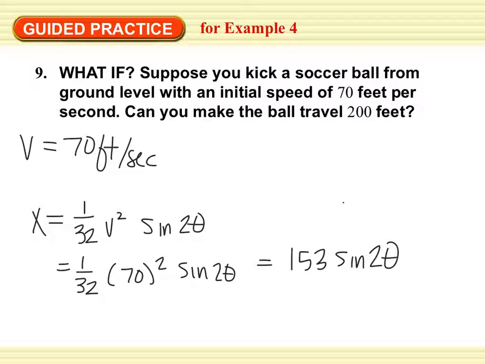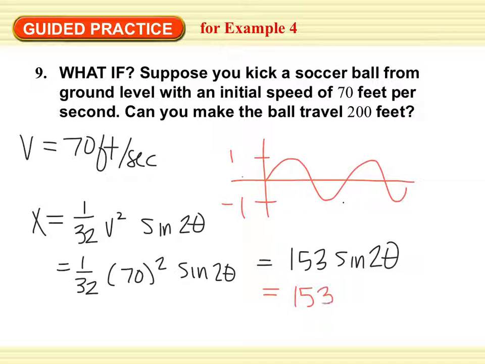If you remember, sine 2 theta looks like this, and it oscillates between 1 and -1. The maximum would be sine 2 theta equals 1. So the maximum would be 153, which is less than 200. Therefore, no, that wouldn't work. You won't make a ball travel 200 feet.